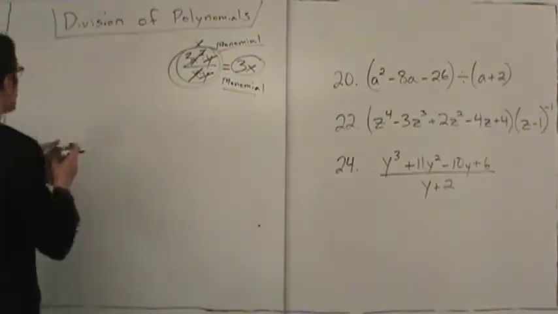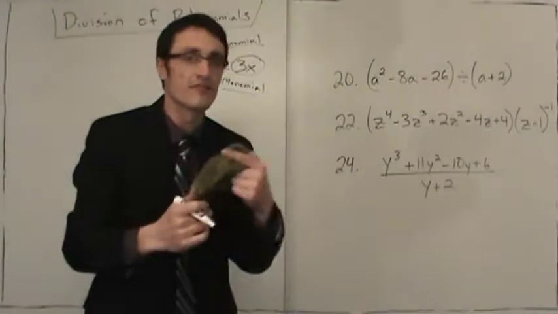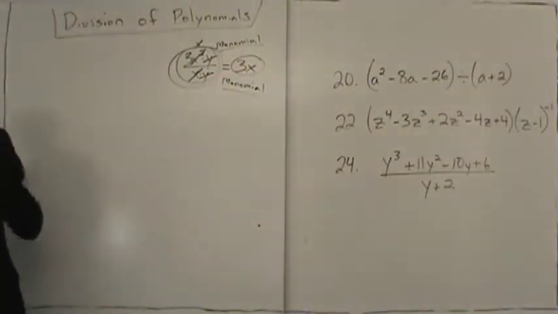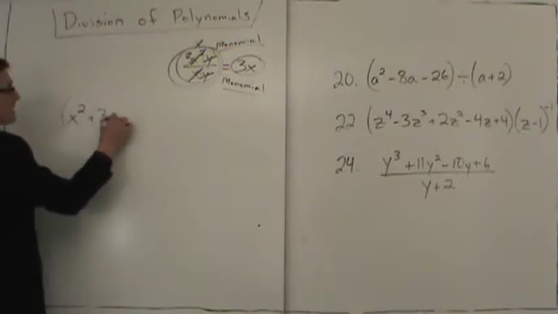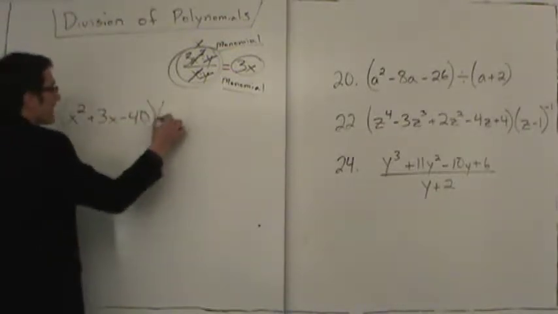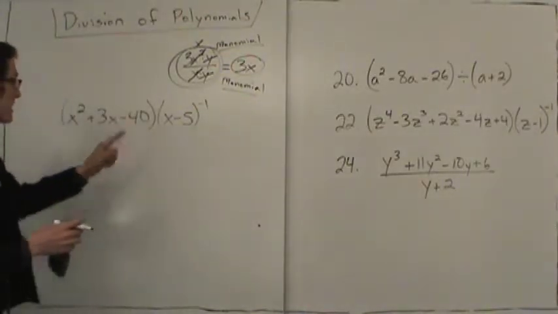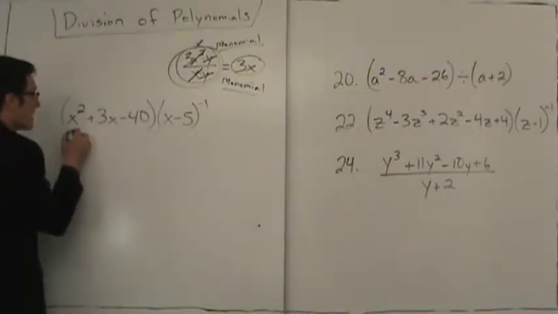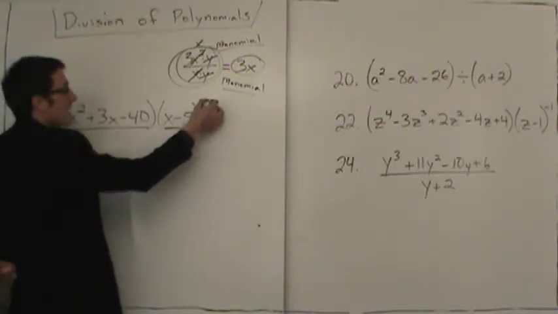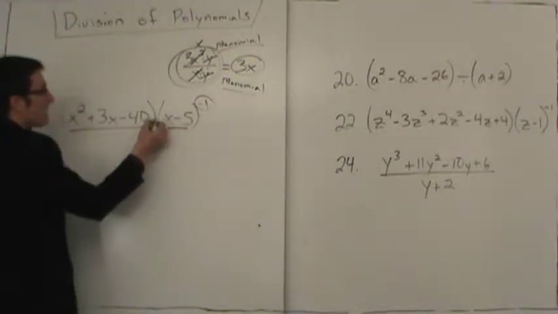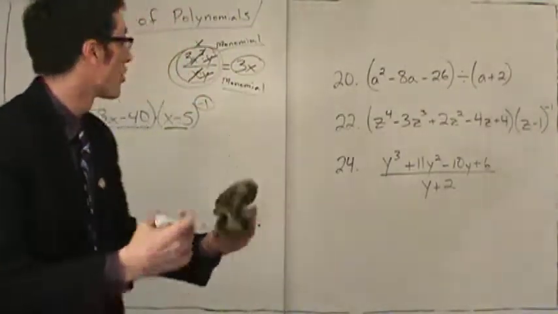Now, today you will be dividing polynomials that involve addition. For example, let's look at this first problem: x squared plus 3x minus 40 multiplied by quantity x minus 5 to the negative 1 power. What you first have to notice is that we have a trinomial multiplied by a binomial that has a negative 1 exponent.